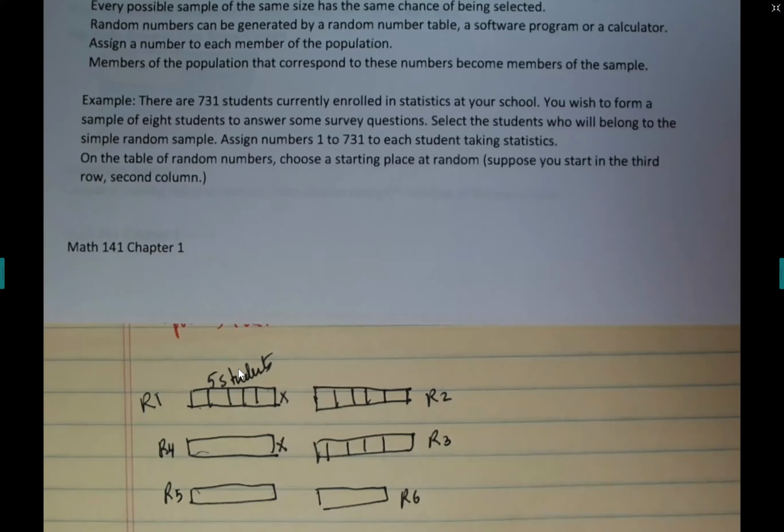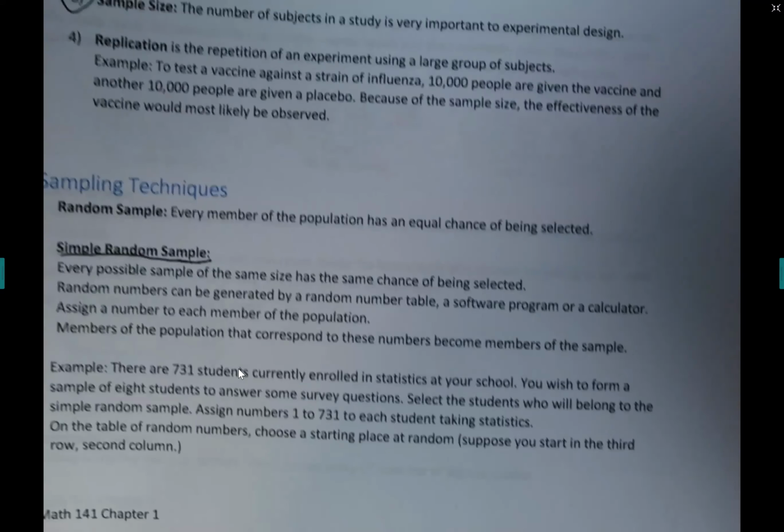If you ever think of a simple random sample, guys, think of putting names in a basket and collecting whatever number you want to collect, 5, 6, 7. That's a simple random sample. Okay.